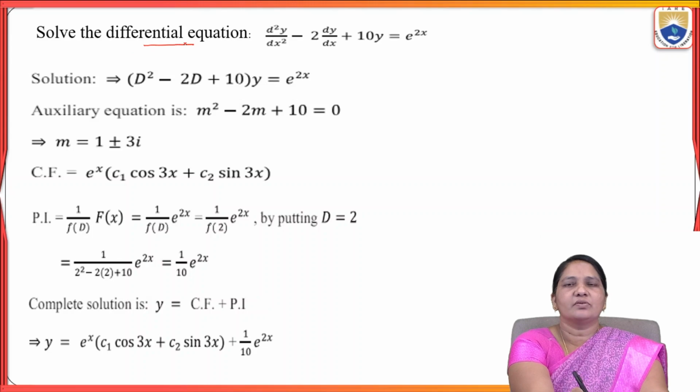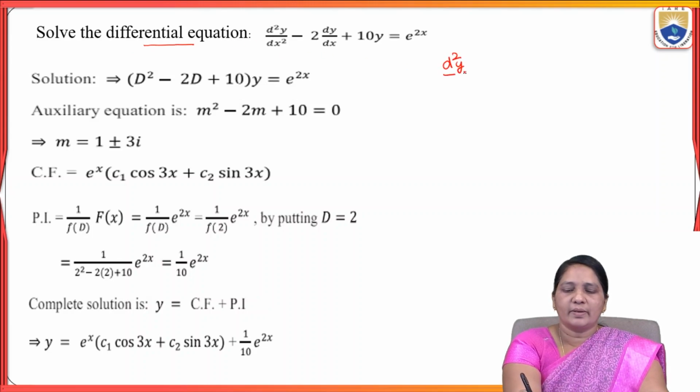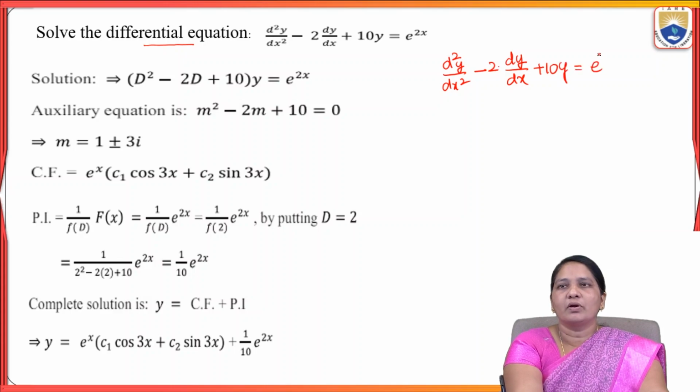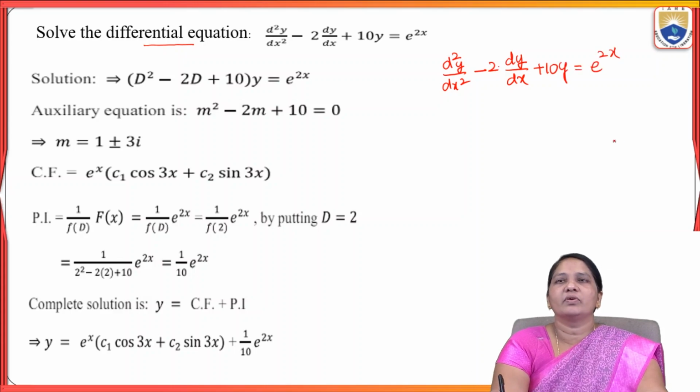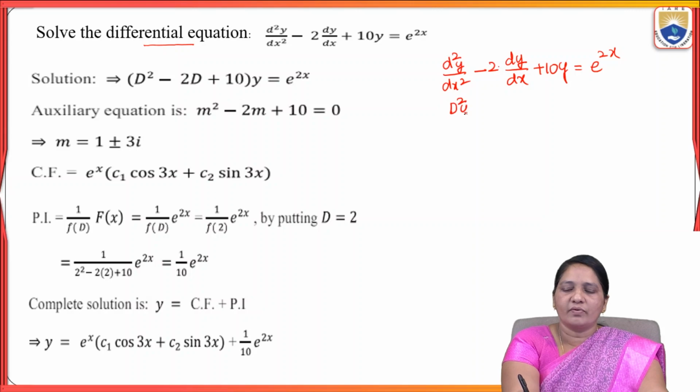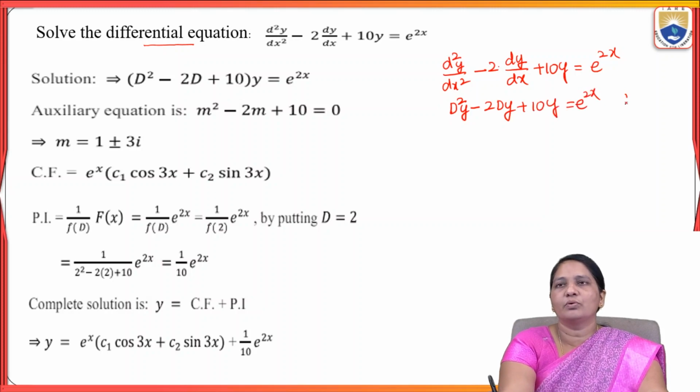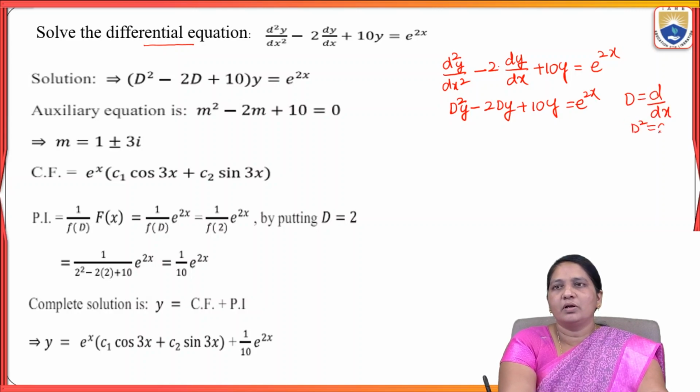Solve the differential equation. What is the differential equation? D square y by dx square minus 2 into dy by dx plus 10 into y is equal to e power 2x. This is the given equation. From this equation, we can write the operator form: D square y minus 2 D y plus 10 y is equal to e power 2x. Already we know about the operator. The operator is nothing but D equal to d by dx. So D square equals d square by dx square and D cube equals d cube by dx cube.